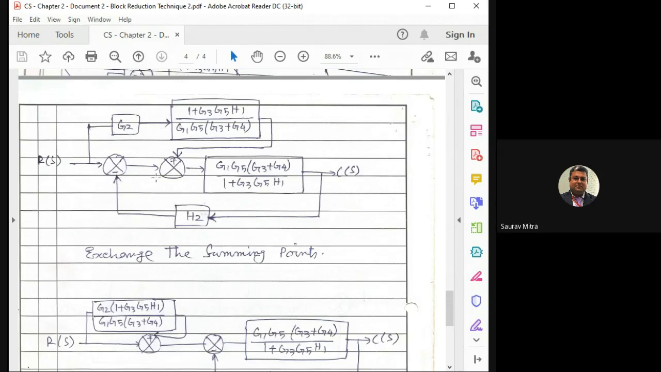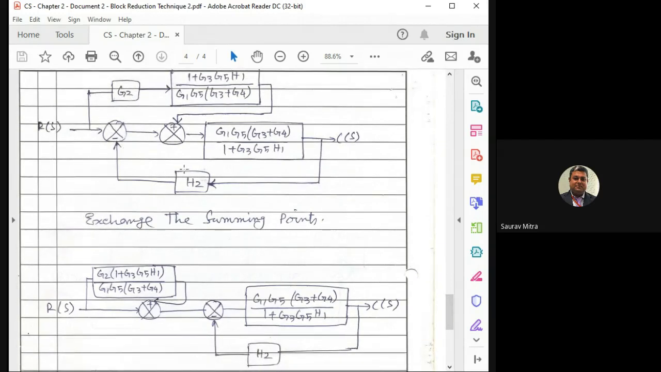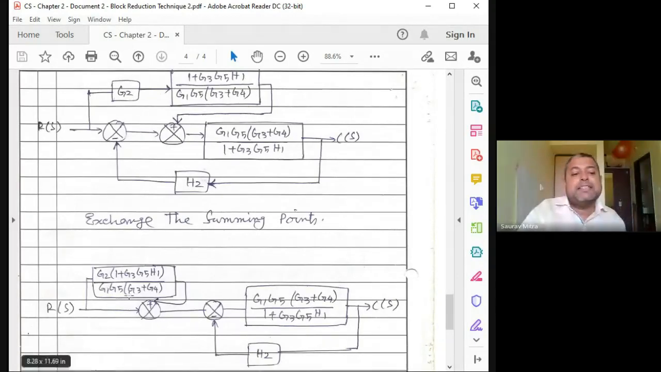So suppose this was SP1, this was SP2. Now I am drawing SP2 first and SP1 next, and you are finding that in the above diagram SP1 was having a negative feedback with H2. So now SP1 is this one. So SP1 is having a negative feedback with H2, and SP2 is having a positive forward path with a gain of G2 into 1 plus G3 G5 H1 divided by G1 G5 into G3 plus G4. So the same thing has come here.